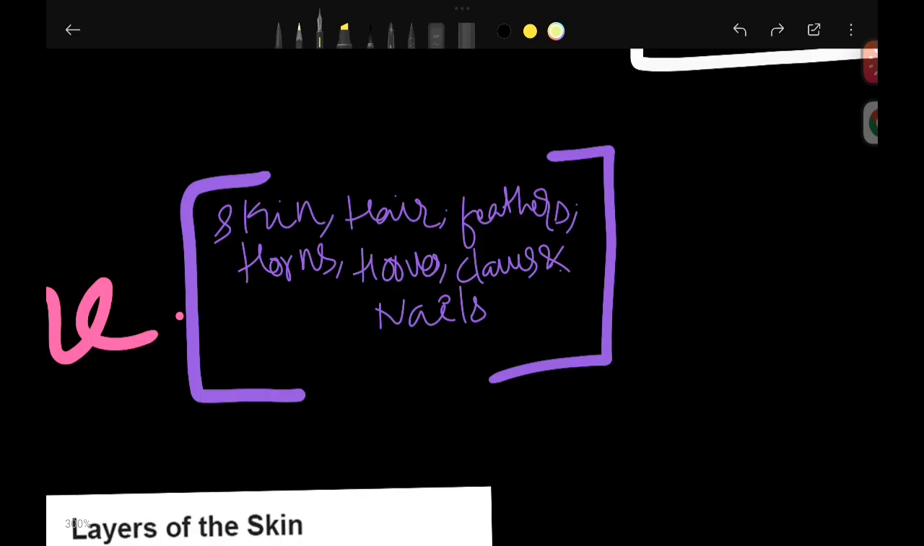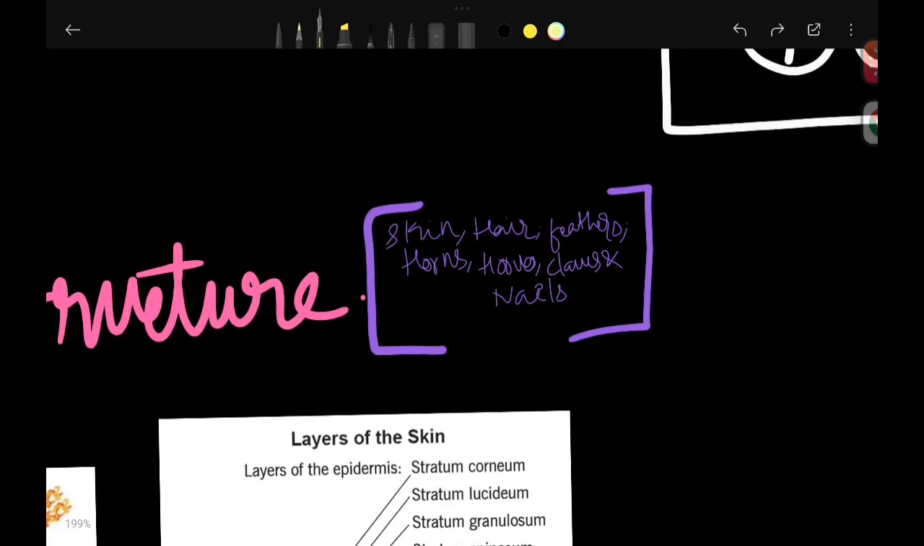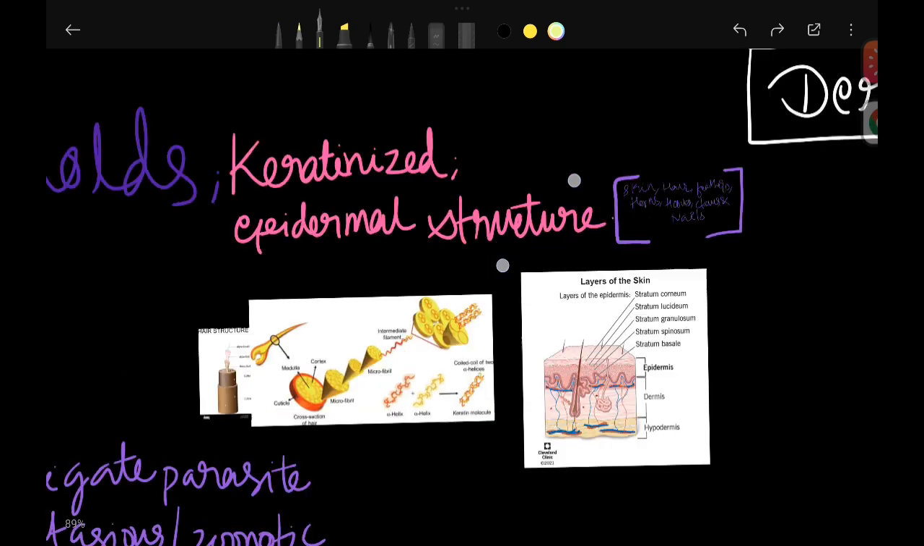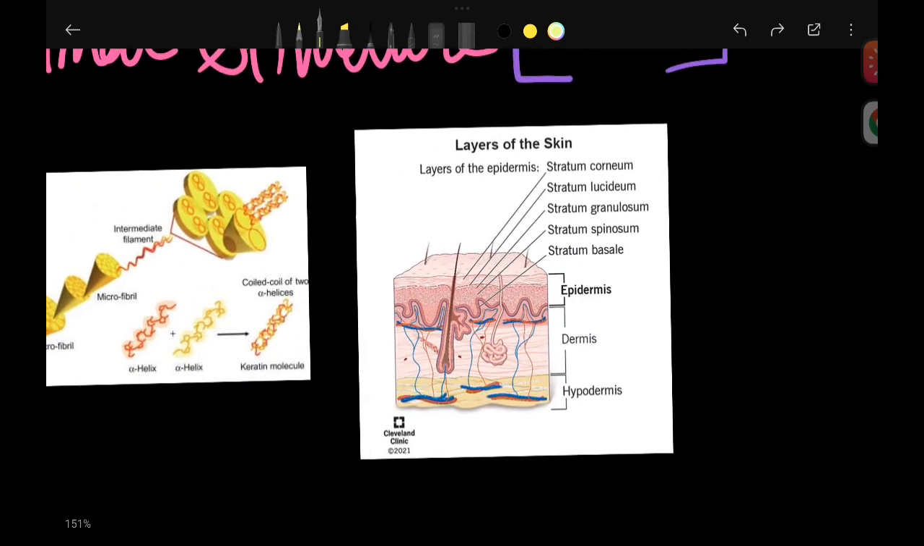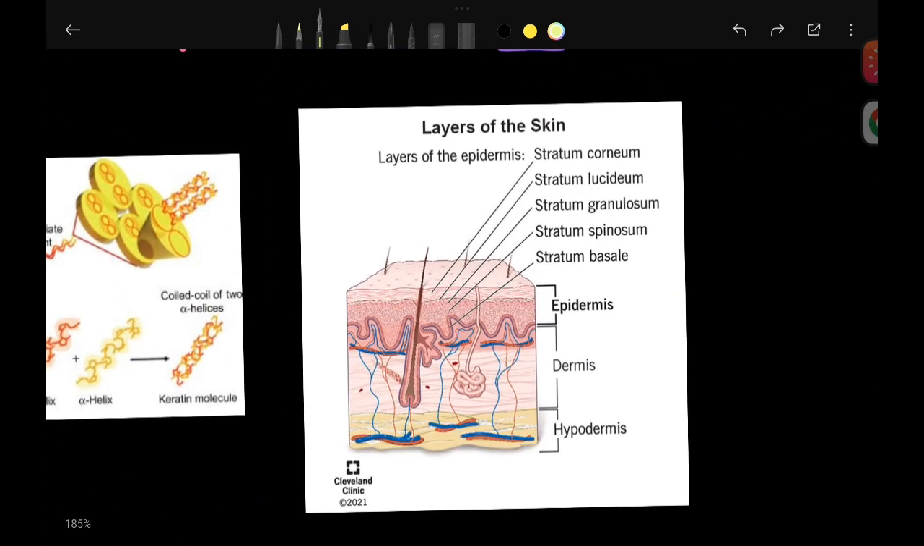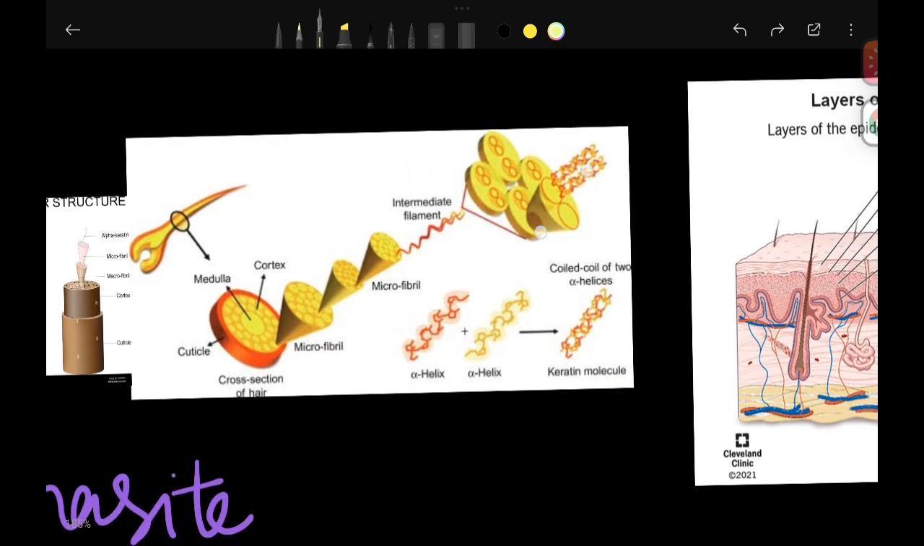In the previous video, we named these dermatophytes keratinophilic fungi, which means these fungi have a tendency to infect the keratin-rich tissues of the body. So this is an important thing which you must know. Here we have given examples of tissues which are rich in keratin. This is a layer of the skin, and this is a cross-sectional view of the hair.